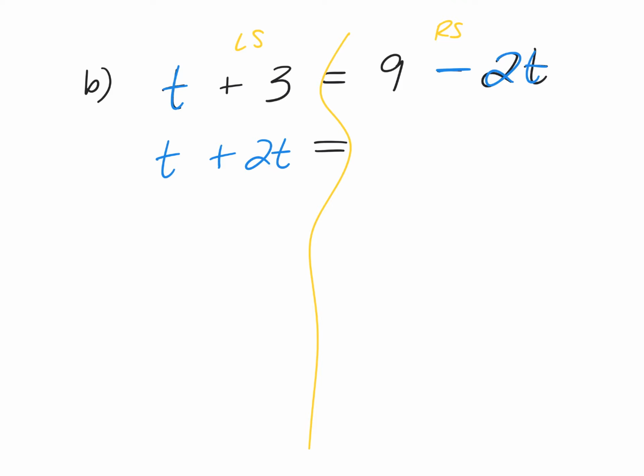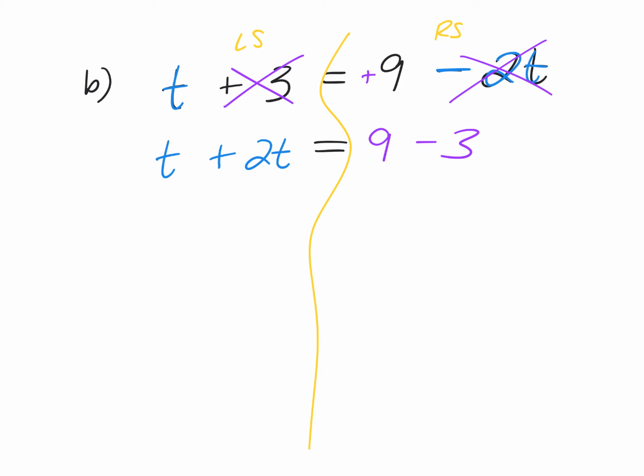Whenever you... No, there's a 9. That's gone now. That's gone. I have a 9. But on the left side, I have a positive 3. I need to get rid of that from the left side. I just want my variables on the left side. What does positive 3 become? So that's gone now. I got rid of it.